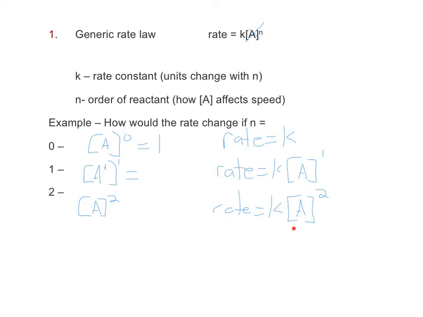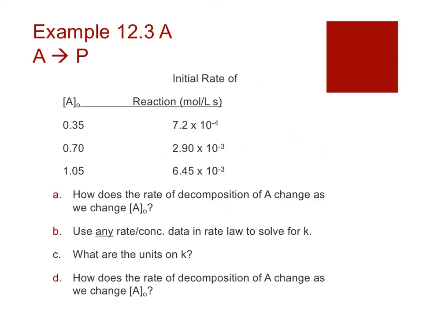So we want to see how these are related. If they're not related, it means we have a 0 order reaction. If it's a linear relationship, then we have a first order reaction. And if it's a squared relationship, that means we have a second order reaction. So these exponents are going to tell us how that rate and time data changes as a function of one another. So, a simple example here. How does the rate of decomposition of A change as we change the concentration?